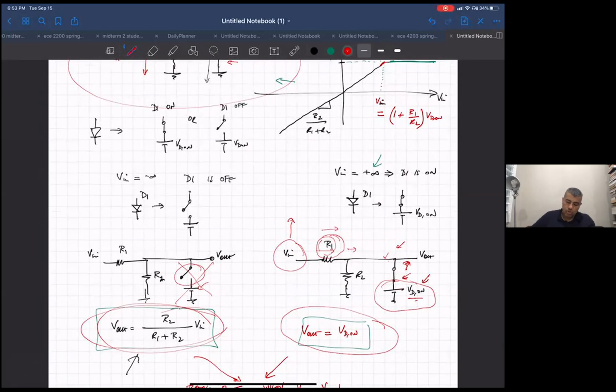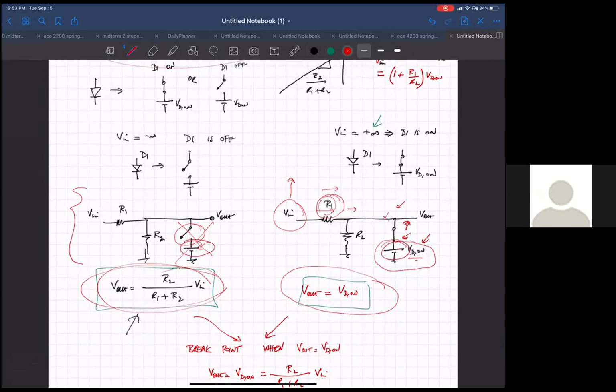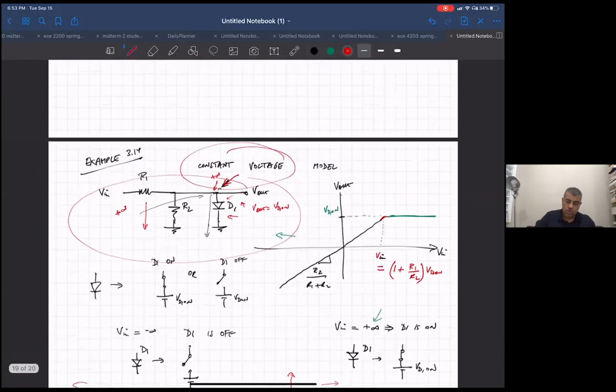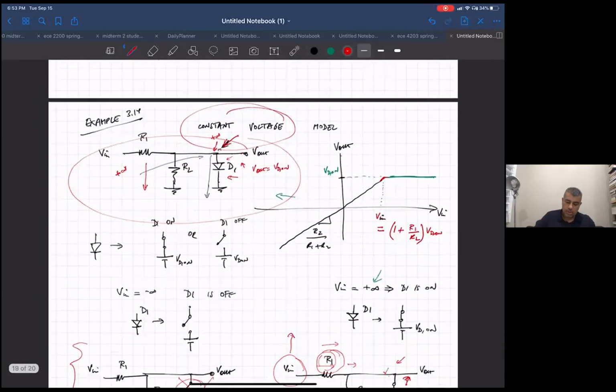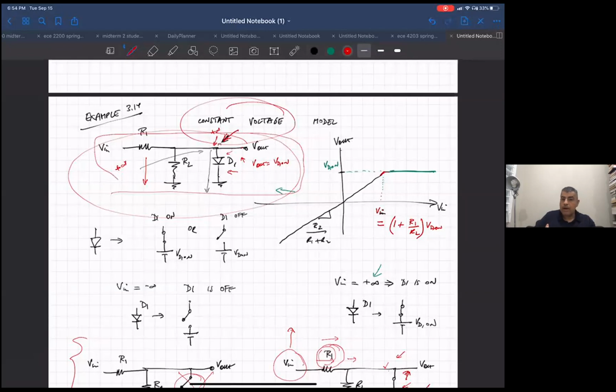Let me just scroll to these circuits. I wish we were in the same room here. So you're asking why I put these batteries here, compared to the original circuit that didn't have a battery? Remember, this battery is actually the model of the diode. The constant voltage diode, constant voltage model.